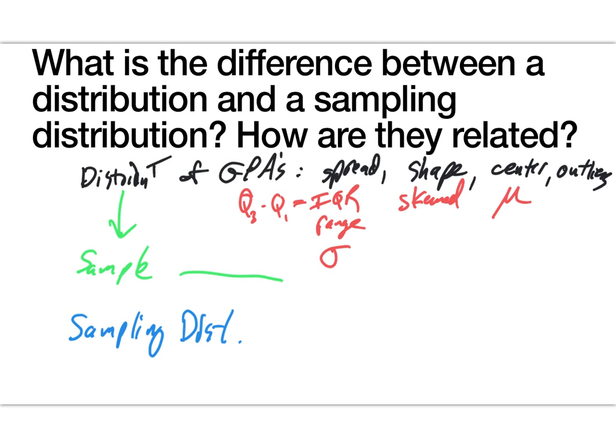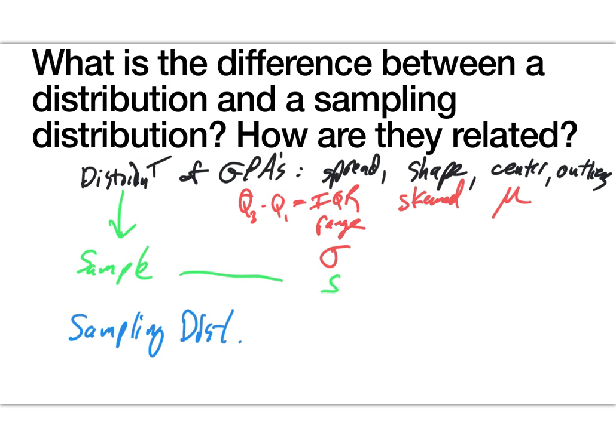We could still do the IQR, Q3 minus Q1. We could still take the range of a sample, but we don't have sigma. Instead, we have, this would be the audience participation portion of class, the standard deviation of a sample. S.